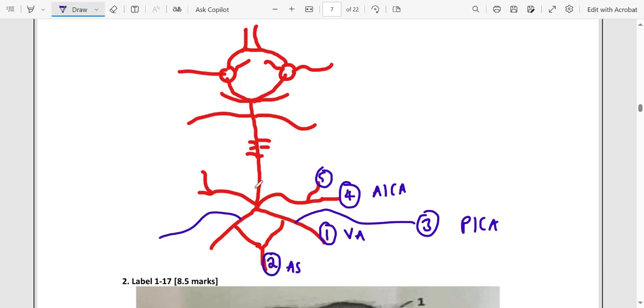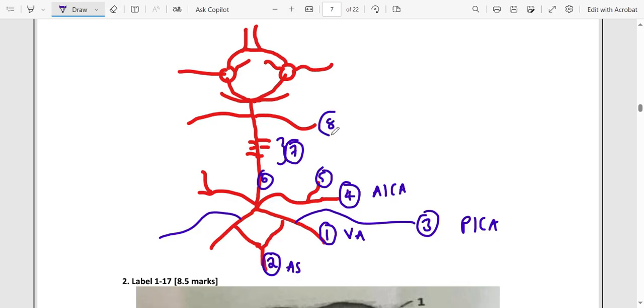Sometimes it will come direct from the basilar artery. So this one, this six here, is the basilar. So if you don't label labyrinthine, I don't think they will remove some marks there. And then you have got these ones here. What do we call these ones? The pontine arteries, excellent.